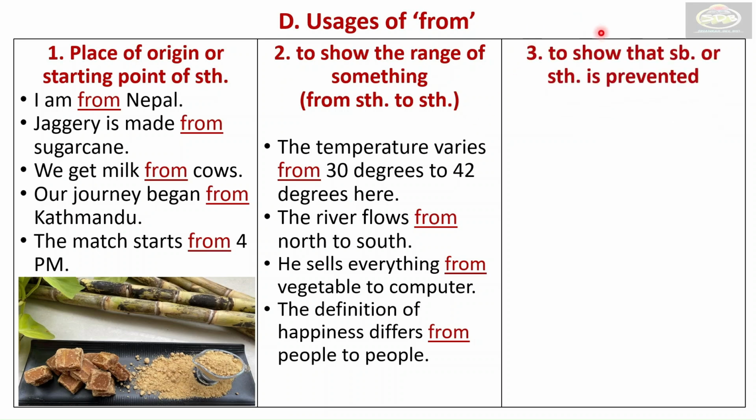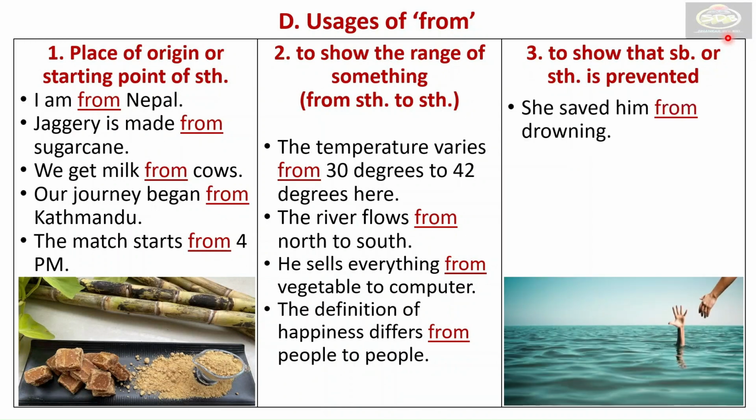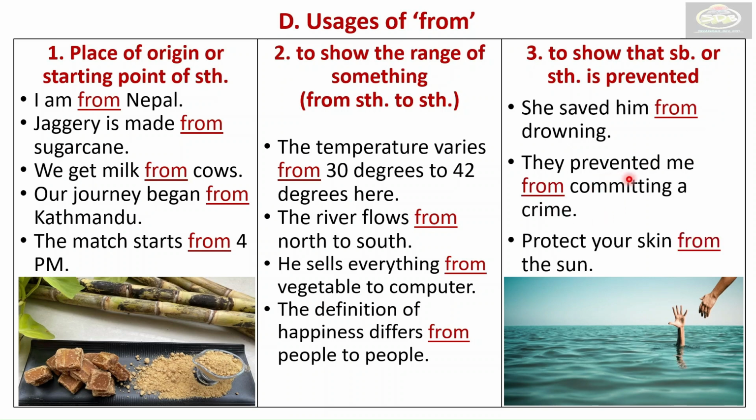Next one is to show that somebody or something is prevented from another thing. Example, she saved him from drowning. They prevented me from committing a crime. They saved me from committing a crime. I could have committed a crime, but they prevented me from doing that. Protect your skin from the sun.